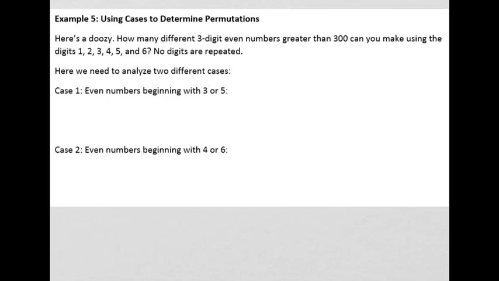So maybe let me just give you some examples to start off with. One example could be 326. An even number greater than 300 that uses only 1, 2, 3, 4, 5, or 6. Another example would be 452. Another example would be 214.